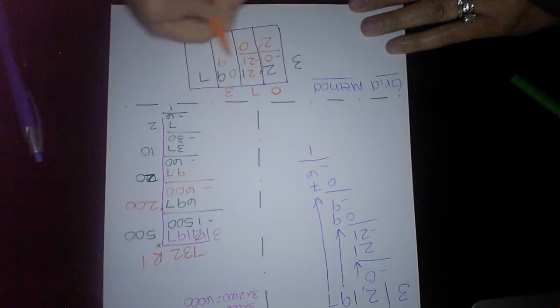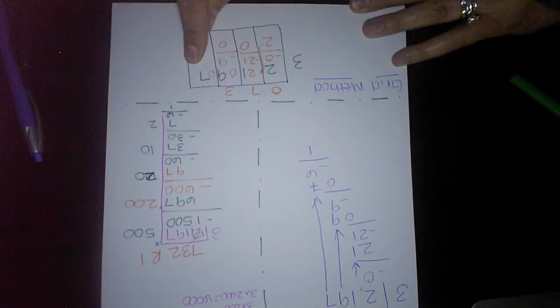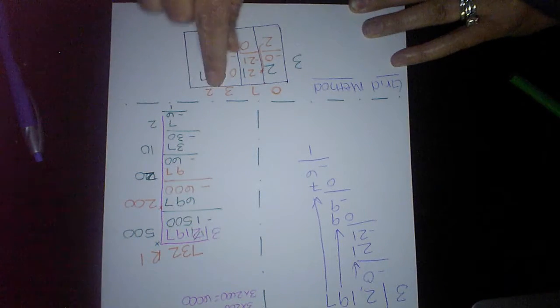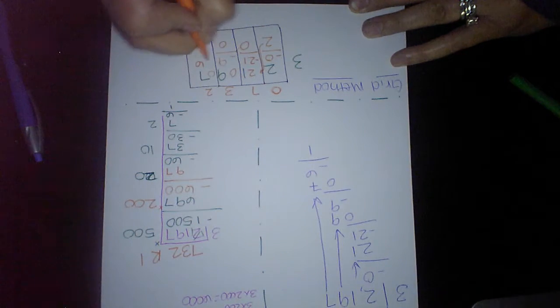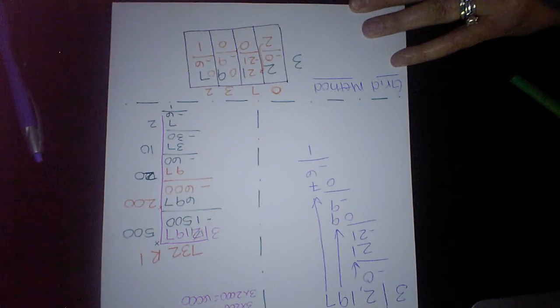I bring my 0 up here. Now I have 7 divided by 3, which was 2. So 2 times 3 is 6. And then I don't have any other numbers here, so I'm left with a remainder of 1.